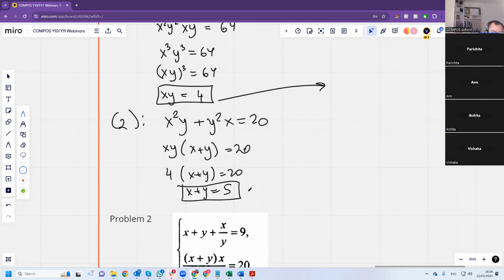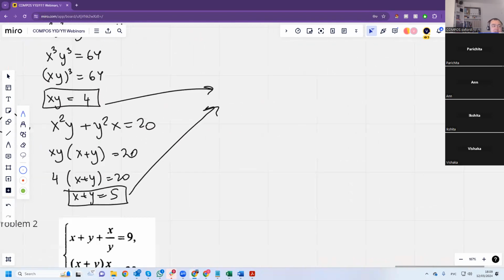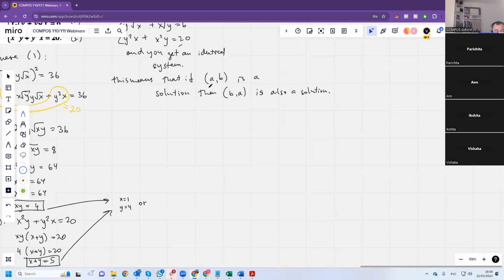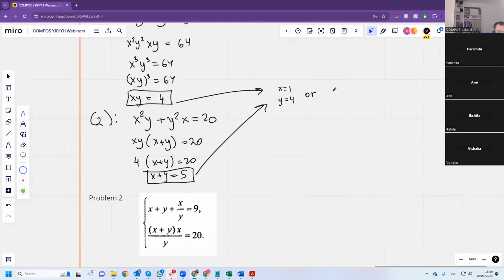These you can guess. This is very similar to Vieta's theorem. It's very easy to guess that x equals 1 and y equals 4. But also, remember what we discussed about the symmetry. Also, x equals 4 and y equals 1.